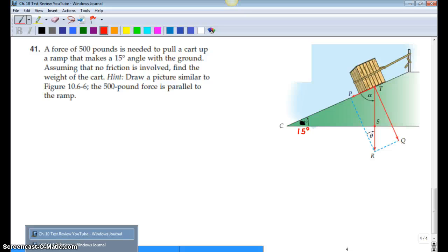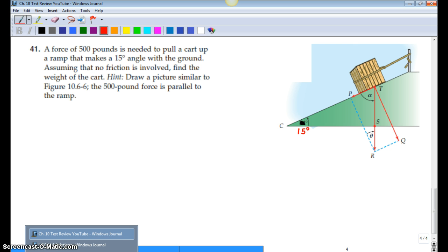Alright, so there's going to be another problem like this in the test, number 41. Basically, you've got an object on a hill and you need to know either A, how much does the object weigh if you know how much force it takes to hold it up, which is number 41, or you might be given the mass of the object and the amount of incline and be asked how much force would it take to keep the object from sliding down the hill, and so on and so forth.